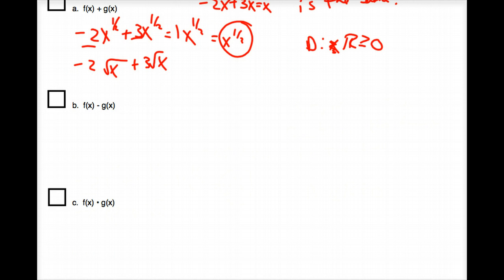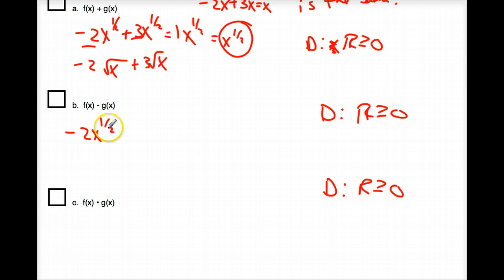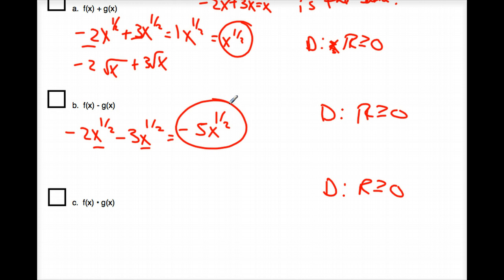Well, that domain, all reals greater than or equal to 0, for adding tells me that it's going to be the exact same thing down here for subtracting and for multiplying. So domains are always going to be the same there. I just need to go ahead and do the operations that I'm given and get my different answers. So here I'm subtracting. I have -2 minus 3. I can still just put these together because x to the 1/2 are the same. That's -5x to the 1/2.